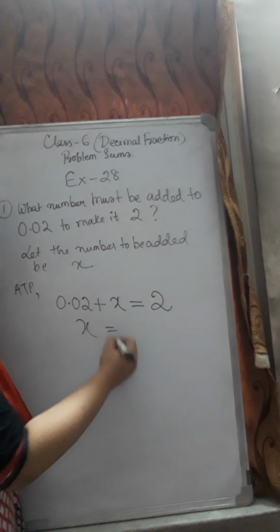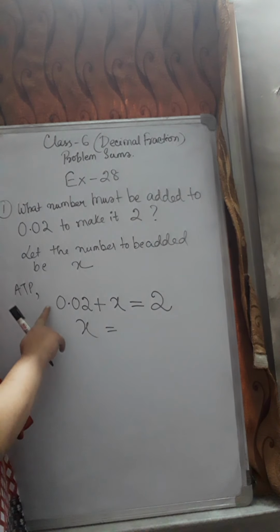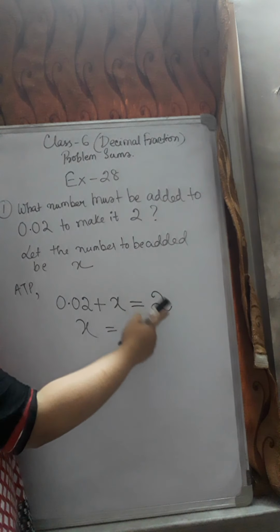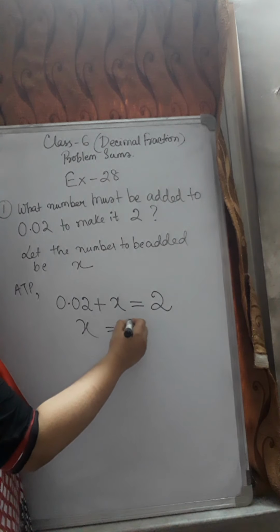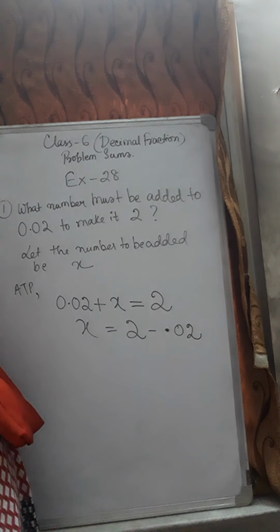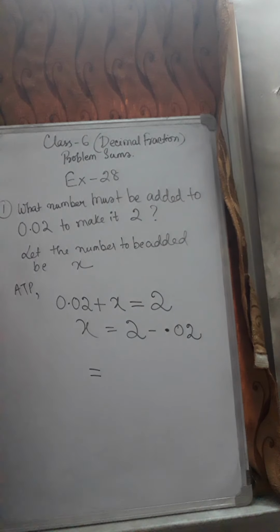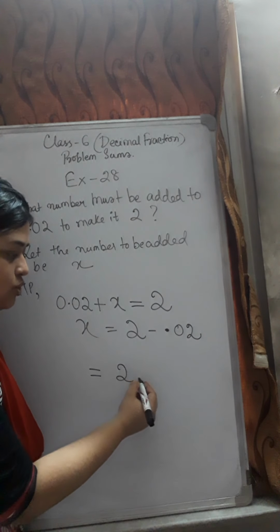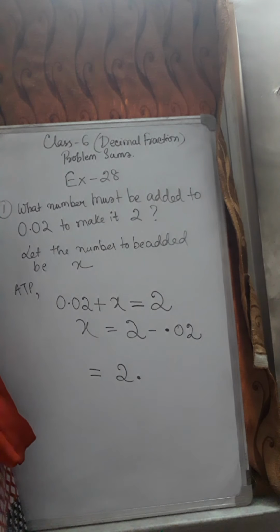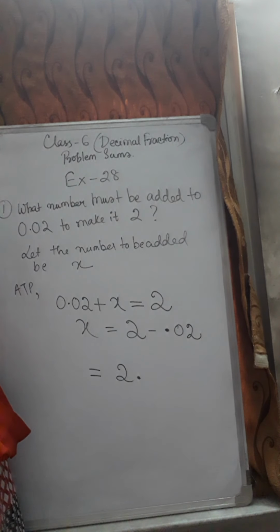So x will be equal to, we keep the unknown on one side and shift all the numbers to the other side. So it's a positive number and it is added to x. So when this number shifts over there, it will come with a minus sign. So 2 minus 0.02 will give me the answer. Now 2 is a whole number having no decimal part. So we will forcibly place the decimal point. We know that there are no parts, but we will forcibly place this decimal point.